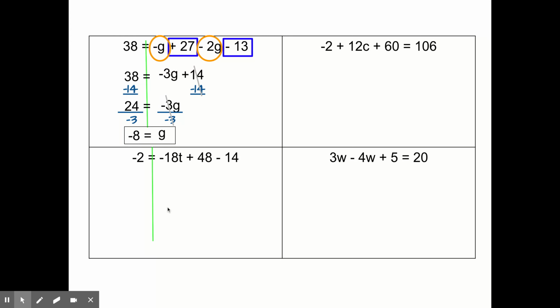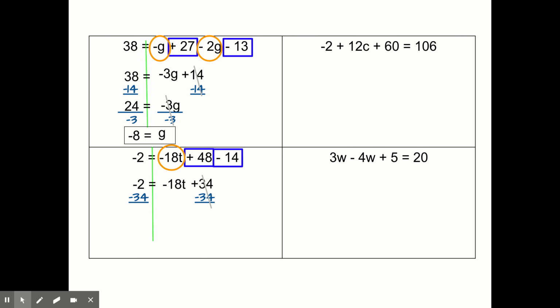Now, moving on to the last one. And once again, if you need to pause at any time, feel free to do so. I'm going to circle all my variables that are the same, all my like terms. All I have this time is a negative 18t. If I box in my constants, I have 48 minus 14, which gives me 34. First thing I need to do is get rid of my addition, my plus 34. The opposite of adding 34 is subtracting 34. So I subtract 34 from both sides.